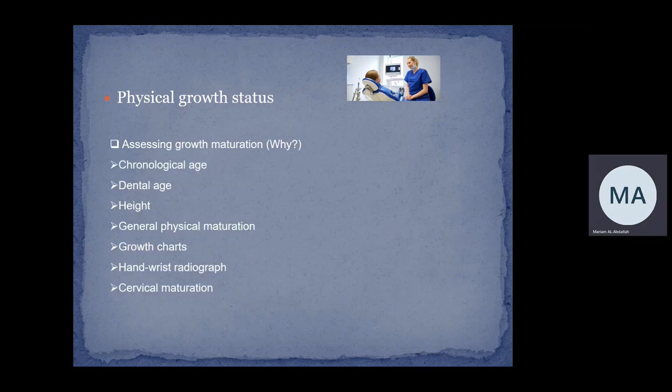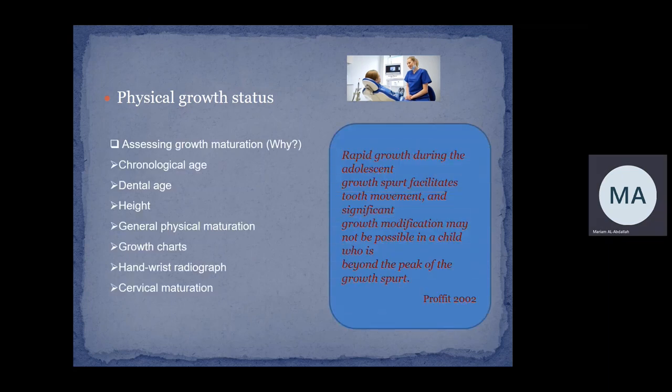Physical growth status, as we said, as the patient comes into your clinic, it's important to assess their height stature. Of course, chronological age is recorded, and you need to compare this with the dental age. Dental age could be assessed clinically by intraoral examination, and this could be assessed through the use of a panorama, orthopantomogram, because it will give you information about the stage of root formation. Height, as we said, patient's height, which is the best indicator of growth spurt.